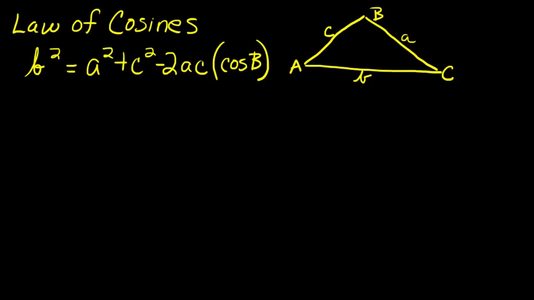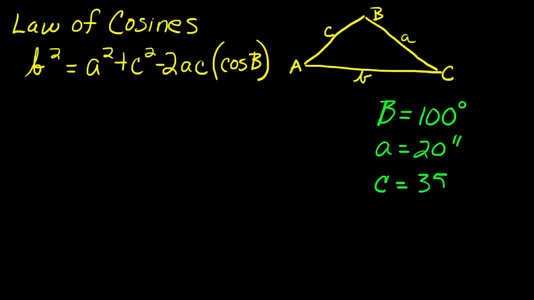For this example, we are given that angle B is 100 degrees, side A is 20 inches, and side C is 35 inches. So if we look up at our triangle to see what we have, we certainly have the C and the A and also this included angle B.